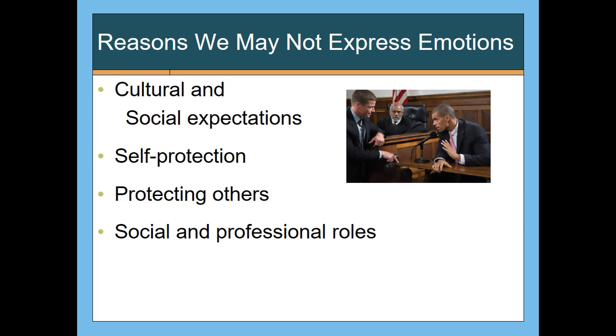And then on the other side of that is protecting someone else. So sometimes people will say, well, I didn't tell you because I didn't want to hurt your feelings. So that would be an example of trying to protect someone else, because sometimes our emotions can be hurtful to other people. We might not want to hurt someone, so we're not going to share that emotion because we know it would hurt someone. And then the last one is social and professional roles.